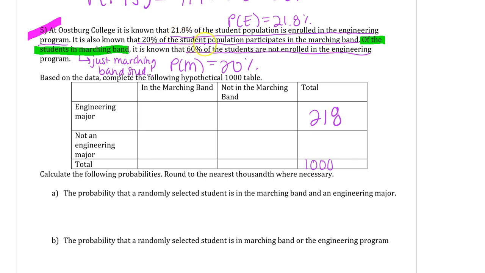Then 20% of the population, so again, that's everybody, is in the marching band. So in marching band, this will be 200. Okay? Now, this is where it got important. Of the students in the marching band, so that's of the 200 students, it's known that 60% are not in the engineering program. So that means we need to do 60% of my 200, which is 120, and that's what goes in this table. Now we have everything we need to fill in the rest of the table, which you guys are pretty good at. Everything just needs to add up in the margins.